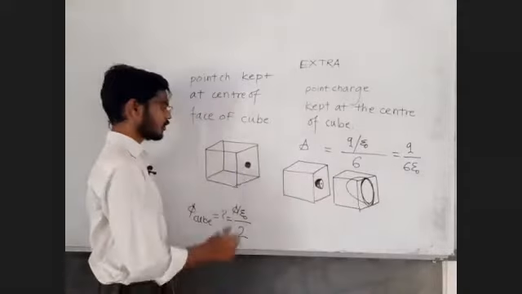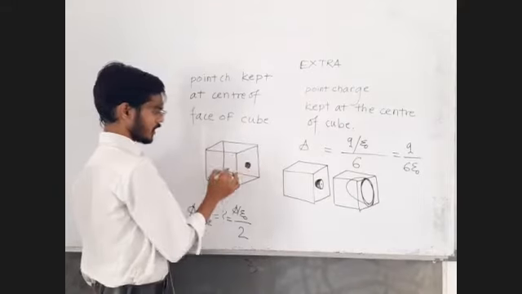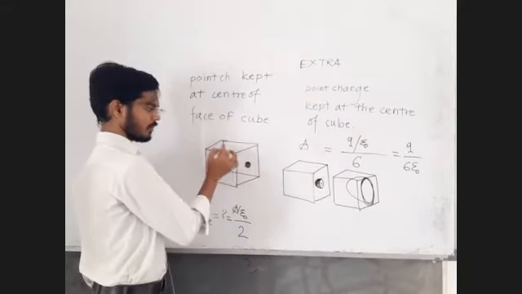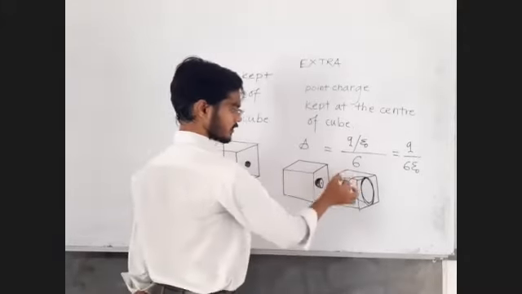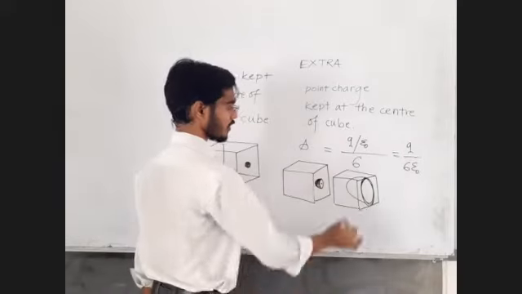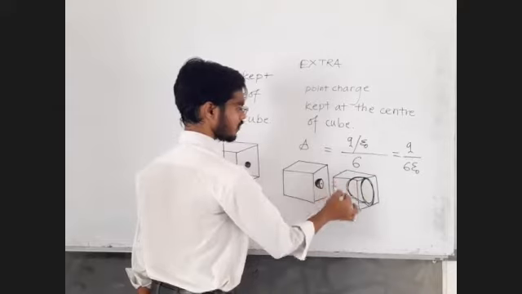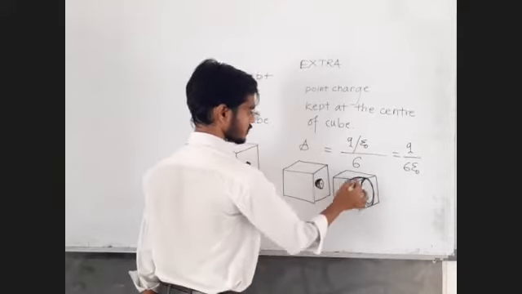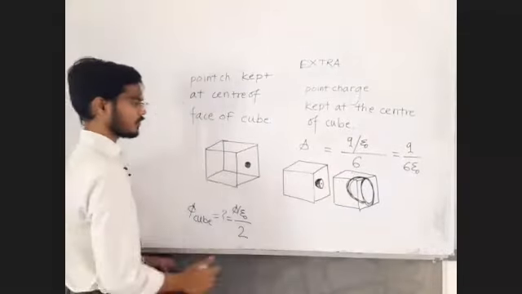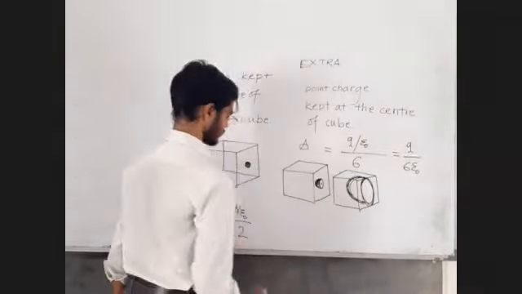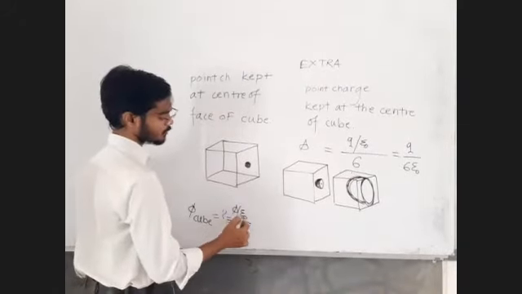Okay, if half of the sphere is inside the cube, then there are remaining 5 surfaces. Through these 5 surfaces, how much flux will cross? The flux which is crossing this hemisphere will ultimately cross the remaining 5 surfaces. This hemisphere gets 1/2 of the flux, so the remaining 5 surfaces will be crossed by this much flux: q upon epsilon 0 upon 2.